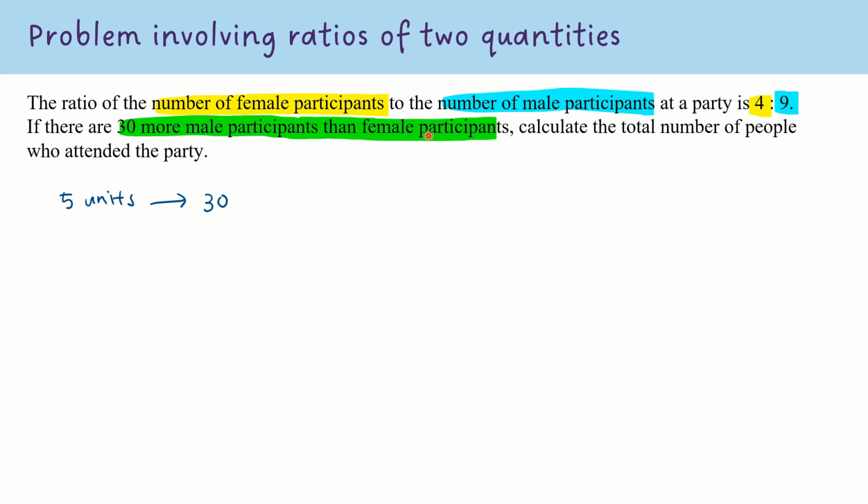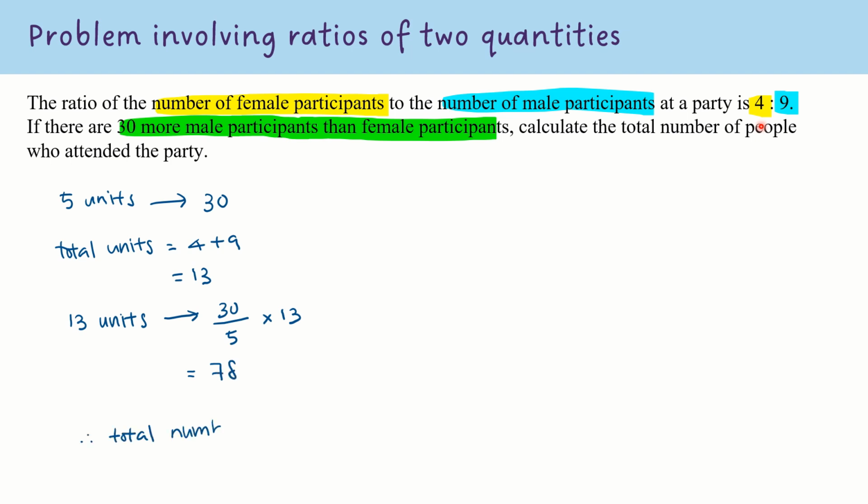Since the question wants us to find out the total number of people, and the total number of people is representative of 4 plus 9 units, that makes it 13 units in total. Hence 13 units will be 30 divided by 5 times 13, which gives us the value of 78. Therefore, the total number of people will be equal to 78.